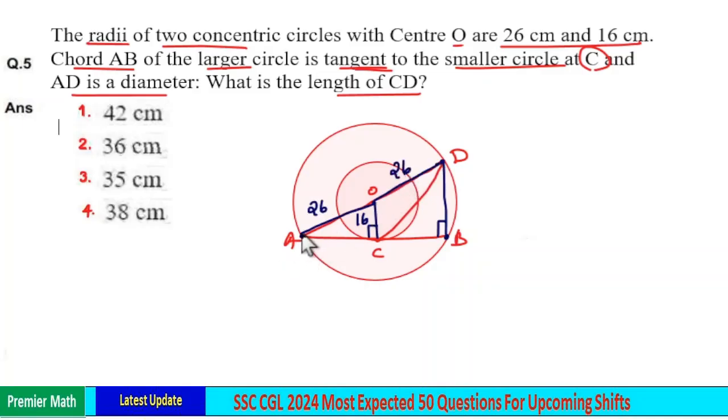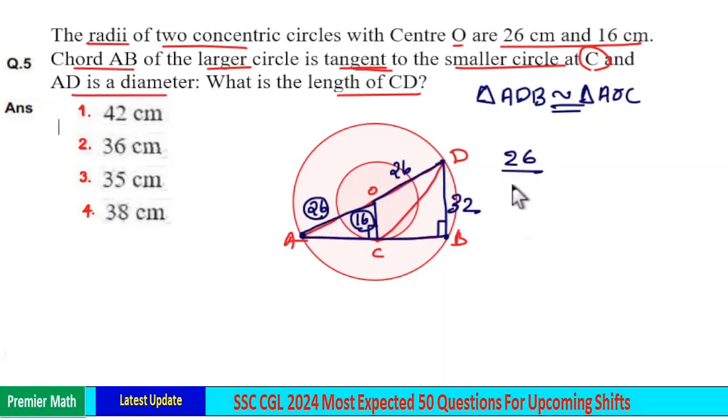Now, this larger triangle ADB is similar to this smaller triangle AOC. That is, here these two are radius and here this point A is common. So these two are similar triangles, which means ratio of corresponding sides are equal, which means if this is 16, this should be 32. 16 into 2, 32, because here this is 26. That is, hypotenuse of smaller triangle is 26. Hypotenuse of larger triangle is 26 into 2, 52.